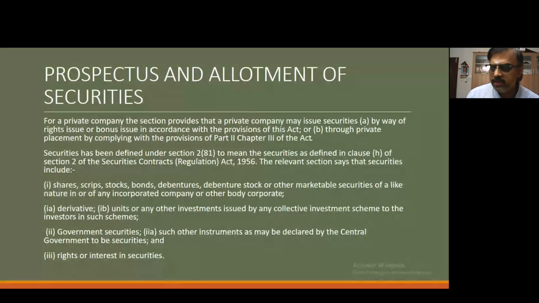So what does this definition of the Securities Contract Regulation Act look like? That is what I've given here. Securities include, this is an inclusive definition, shares, scrips, stocks, bonds, debentures, debenture stock, or other marketable securities of a like nature in or of any incorporated company or other body corporate. Normally, you are all very much familiar about what is a share. Another name for share is nothing but a scrip. A scrip is a document or an instrument.